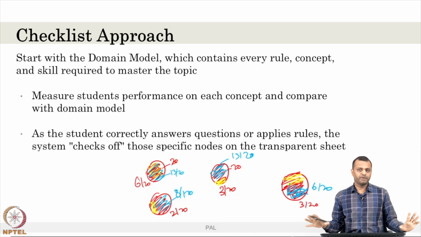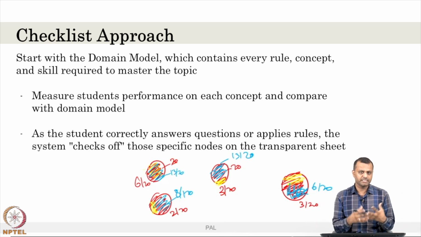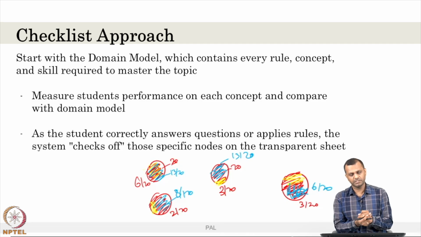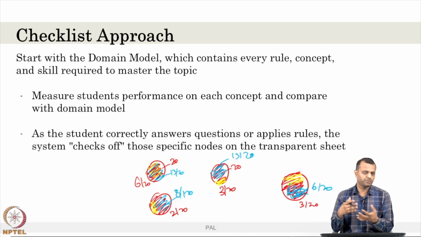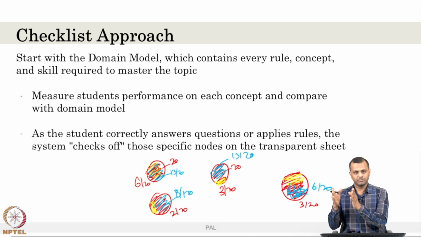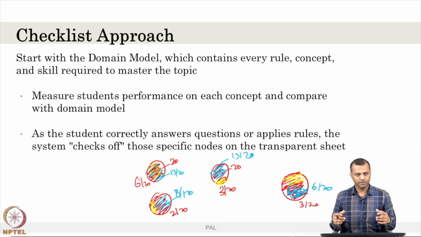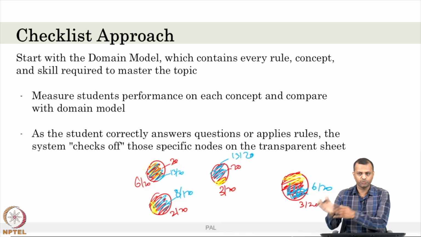Let's say it starts with a very basic domain model which contains every rule, concept, skill and everything. If a student does all the rules properly and all the concepts correctly, then we measure the student's performance, compare it, and say that the student is done with this particular domain and can move on. So the student has expert-level knowledge. If a student has little knowledge, we would say the student has 60% knowledge of concept 1 and 30% knowledge of concept 2, based on the number of actions and the number of correct questions. So each student will have different knowledge on the topic. That is why it's called a student model. As the student correctly answers the questions, we check off, and we can move to the next topic.